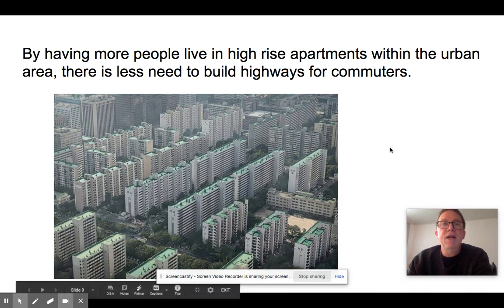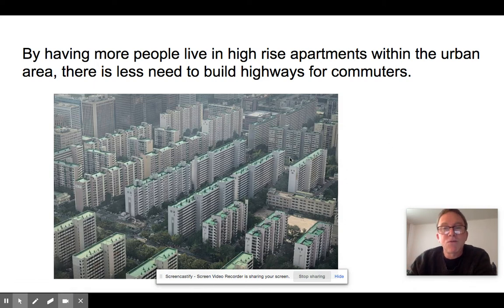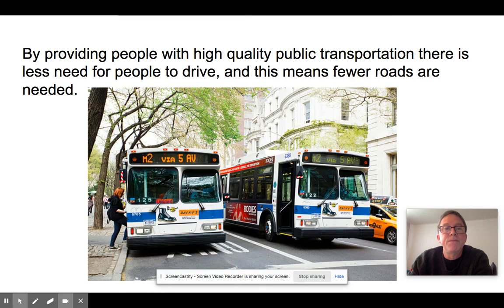All right. So if you have more people living in cities, you have less roof space, and if these are in urban areas, then you have less commuting necessary. So there's fewer roads being built. So the trick is high density urban housing; high rise urban housing is the answer here.